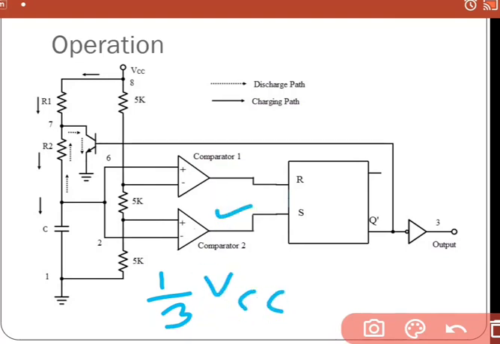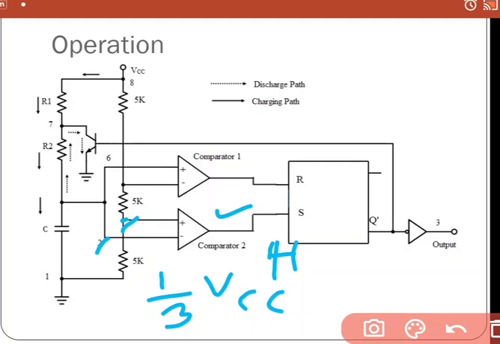This comparator comes into the picture. Now look at the voltage of this comparator at this non-inverting terminal, the voltage is 1/3 VCC. When this voltage at terminal 2 comes below 1/3 VCC, that means the non-inverting input terminal voltage is greater than the inverting input terminal voltage. So this will be high. I am denoting high by H.